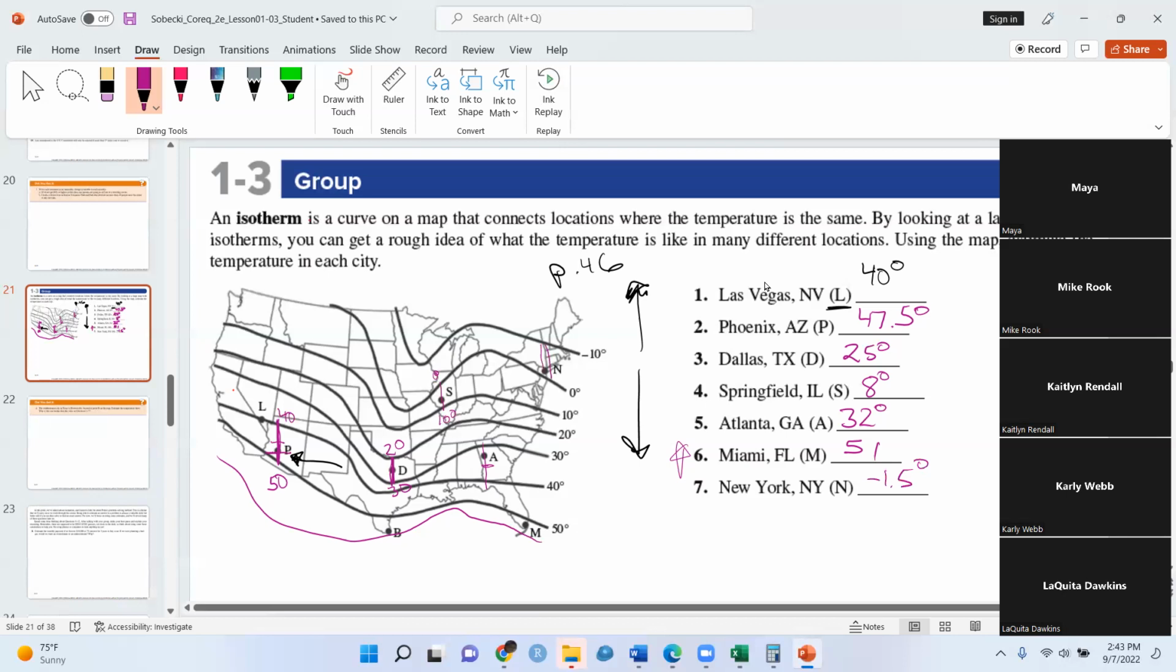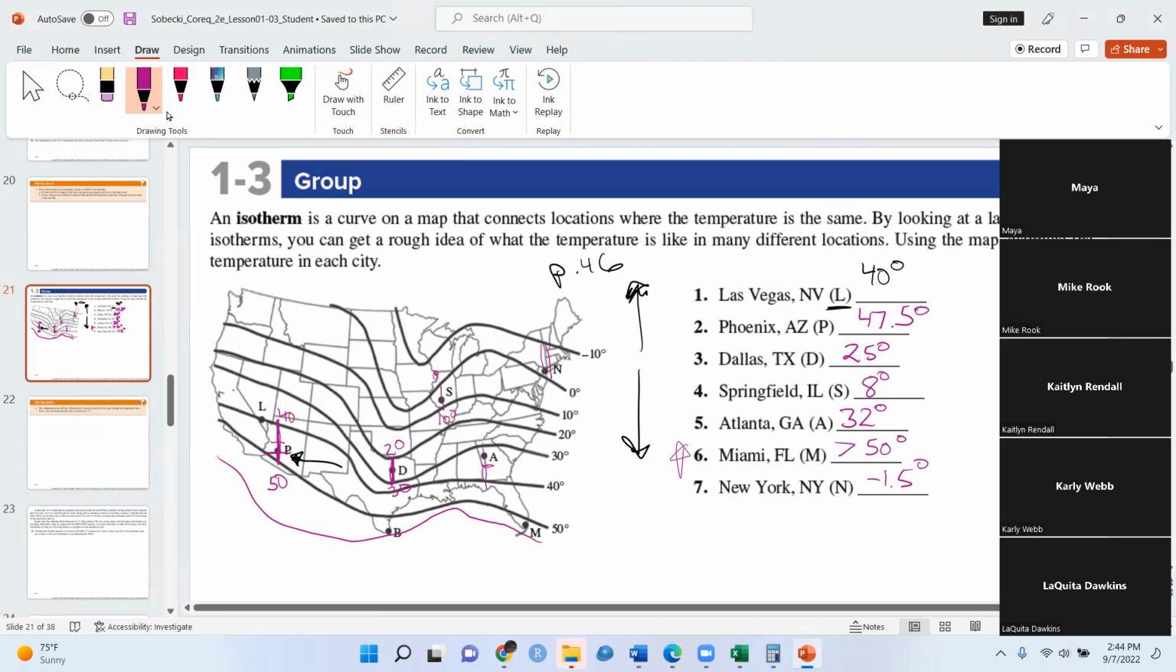Oh, Mike, I like that. Yes. Miami it's greater than 50. That's a great way to say we don't know, because we don't know the next line, but we do know it's larger than 50 degrees. Excellent. Yeah, I like that thinking.